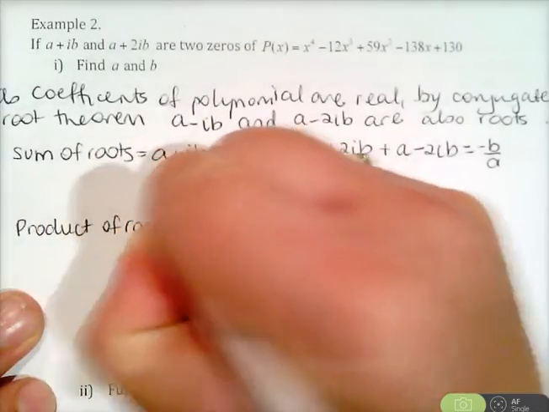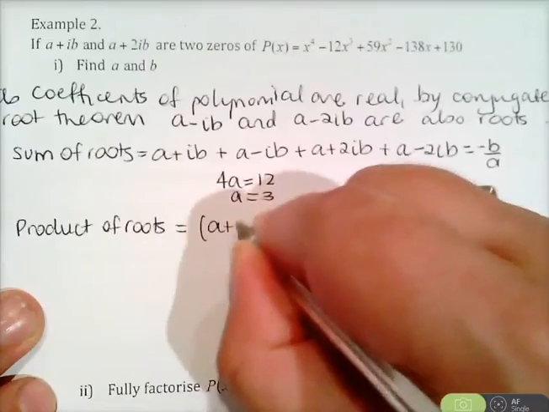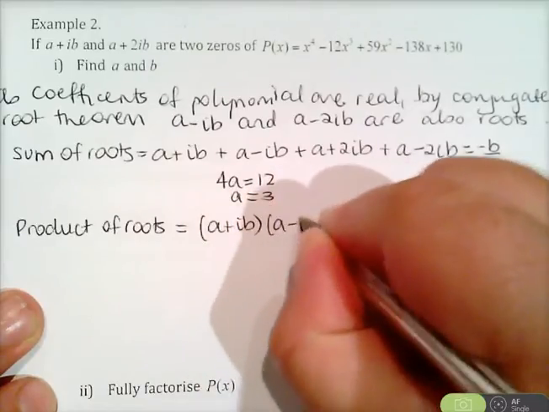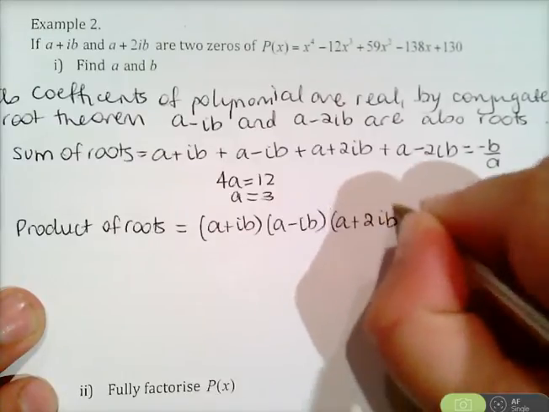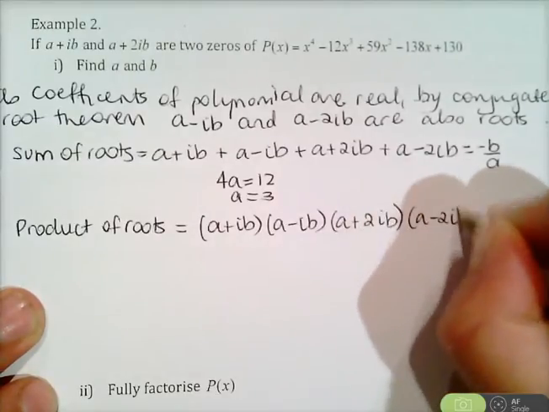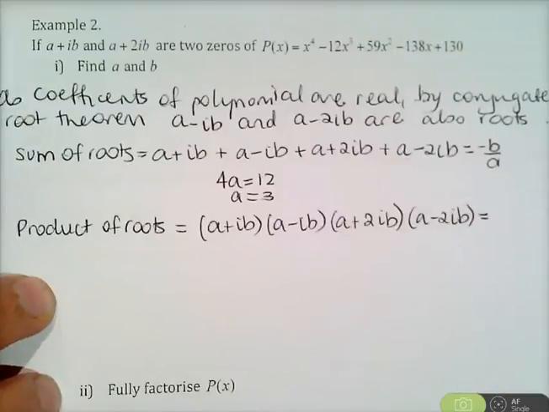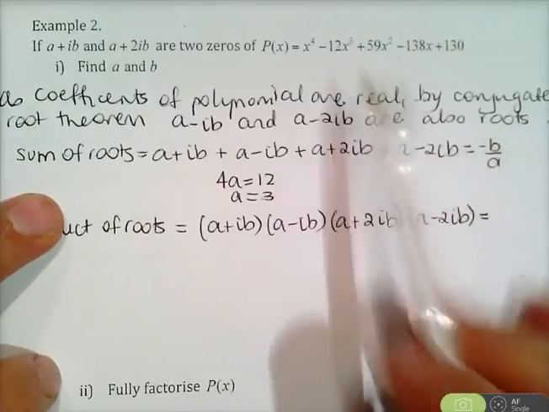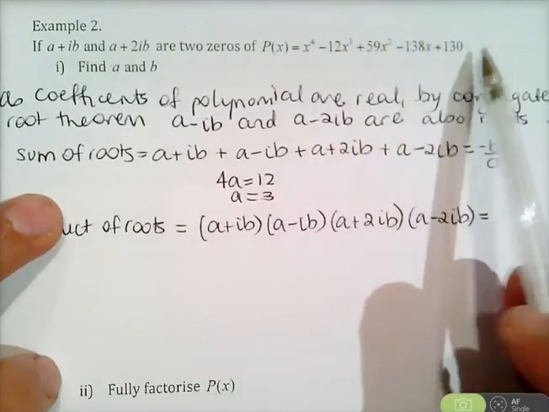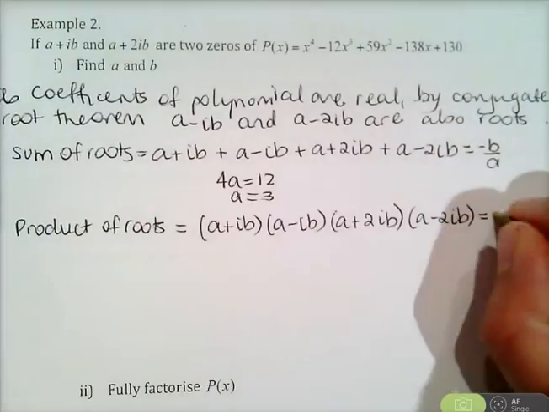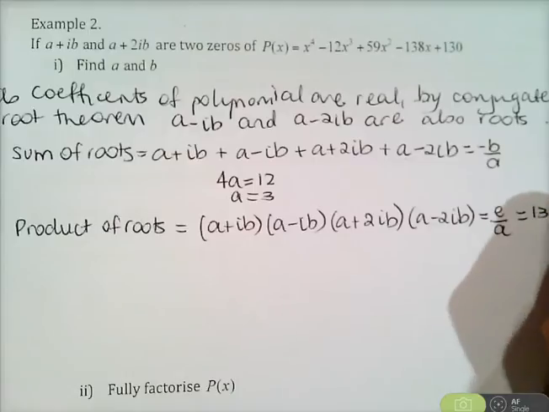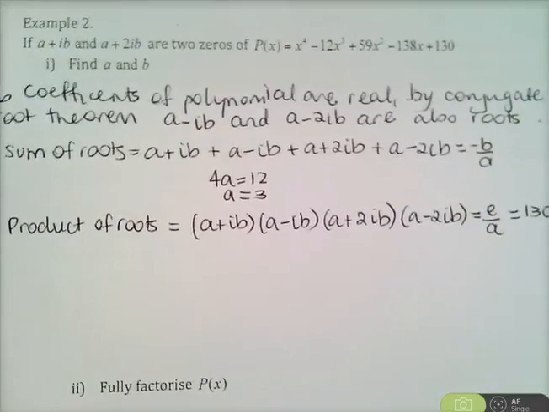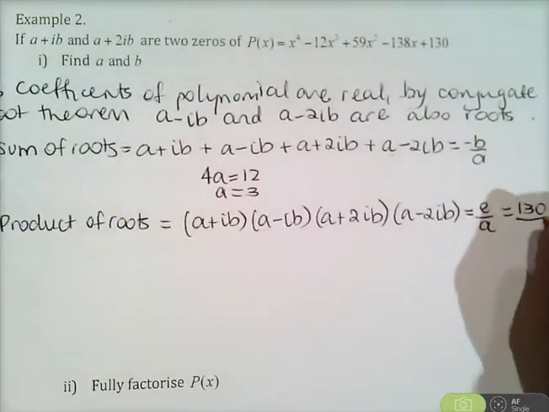So we're going to do the product of the roots, and that's (a plus ib)(a minus ib)(a plus 2ib)(a minus 2ib), and that is, so we've got minus b, c, minus d. It's e on a, so that equals e on a, which is 130 on 1.